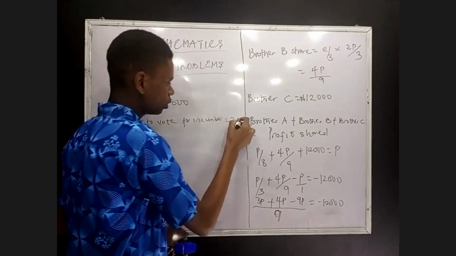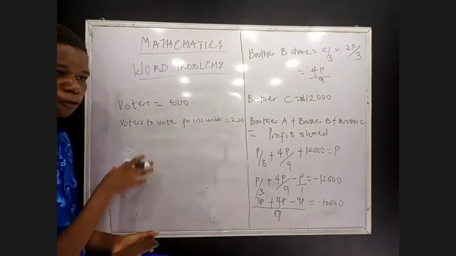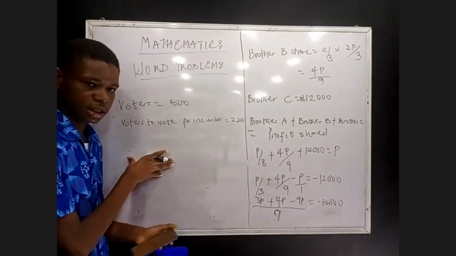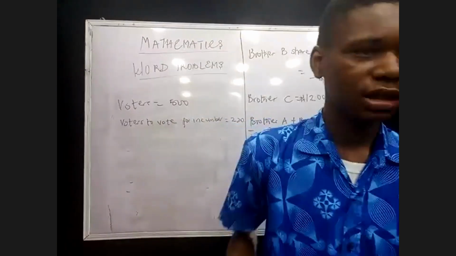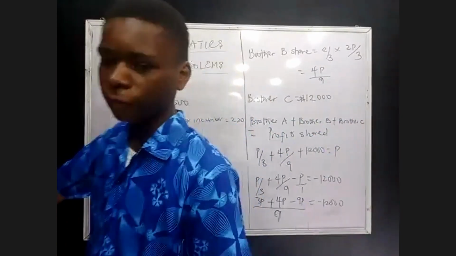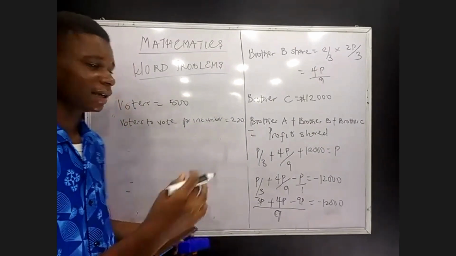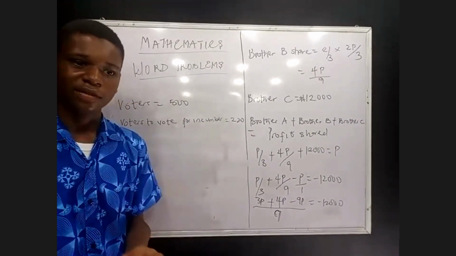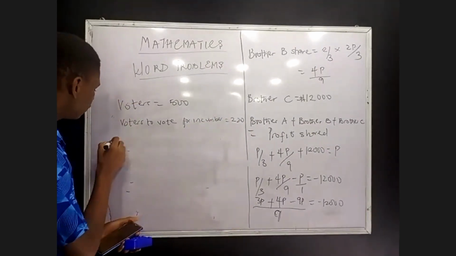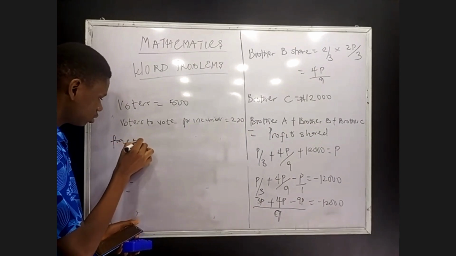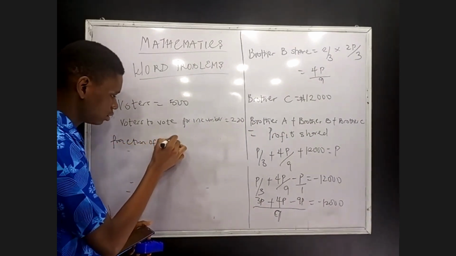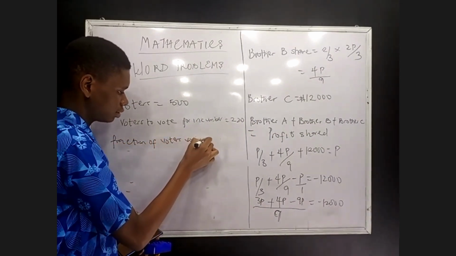220. So what I want to find is the fraction of voters that will vote for the incumbent. When I get the fraction of voters that will vote for the incumbent, I'll multiply it by the total number of votes they will have in that election. Then I can get the number of votes that the incumbent is going to have in that election. What do I mean? So, fraction of voters voting for the incumbent.